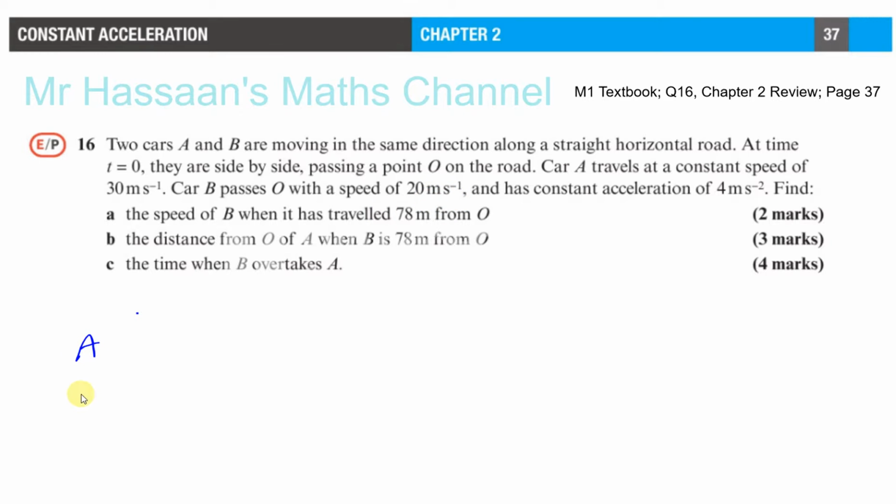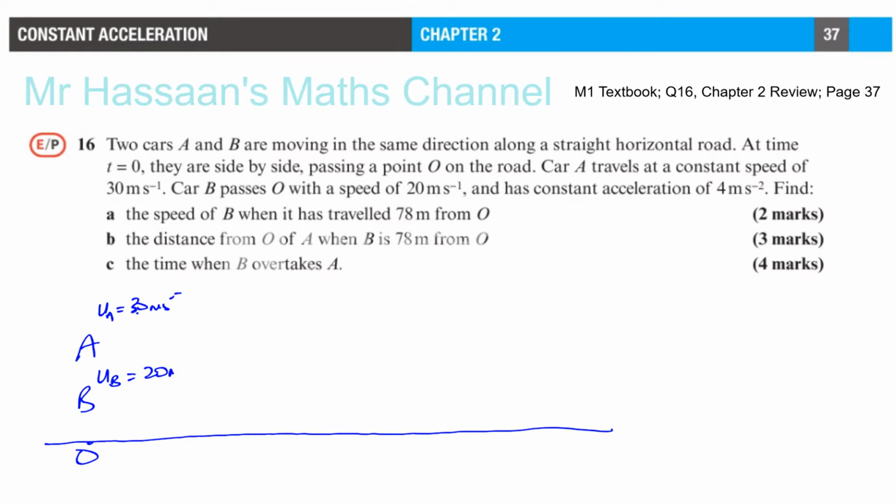Okay, so you've got A and B, and they're both starting at the same point O. The initial speed of A is 30 meters per second. The initial speed of B is 20 meters per second. Car B passes O at a speed of 20 meters per second and it has a constant acceleration. So the acceleration for B is 4 meters per second squared. The acceleration for A is 0 meters per second squared because it's going at a constant speed.